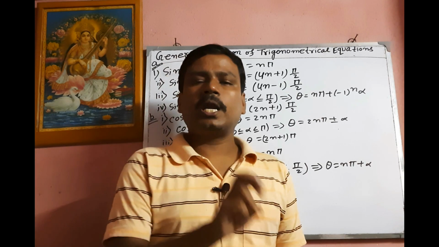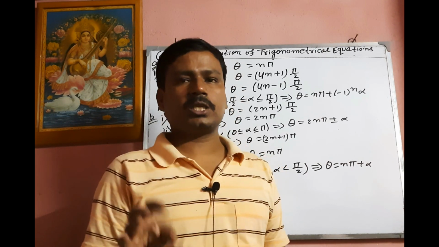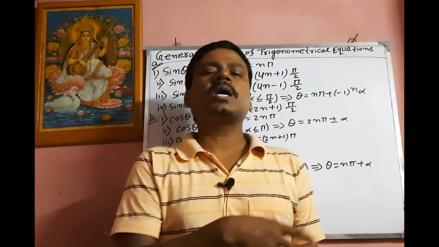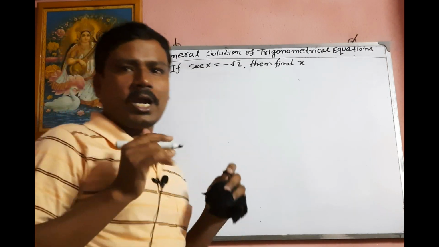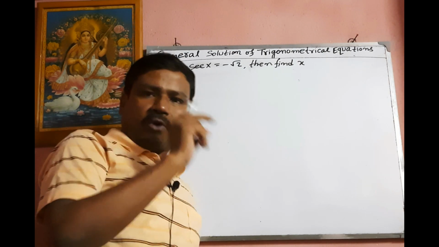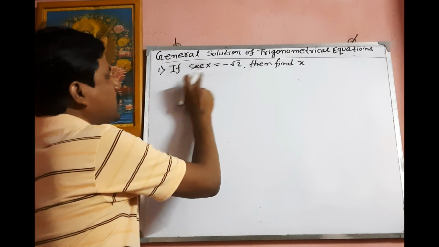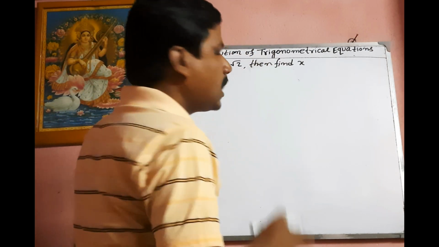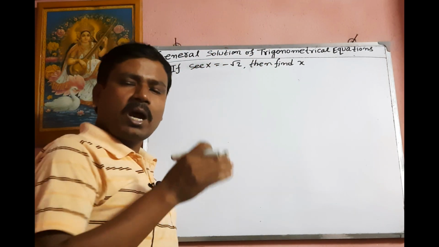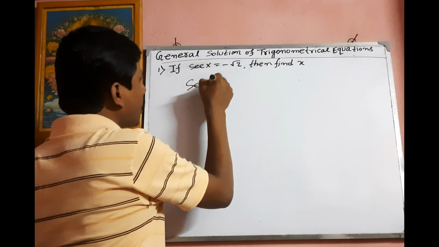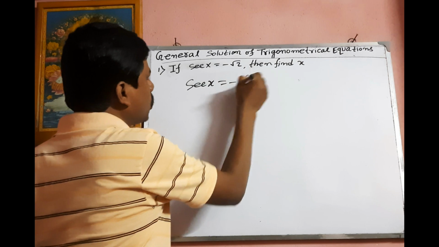Now we move to the next, that is the example section. One by one we are discussing the examples. Now we are discussing the first example of the day. The first example is, if sec of x is equal to minus root 2, then find x. So by our given information, sec of x is equal to minus root 2.